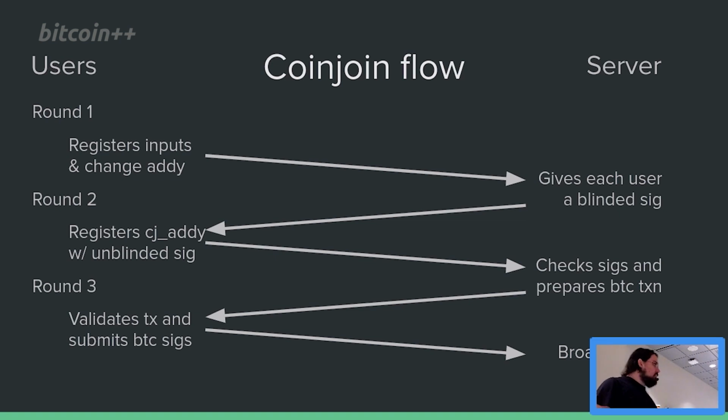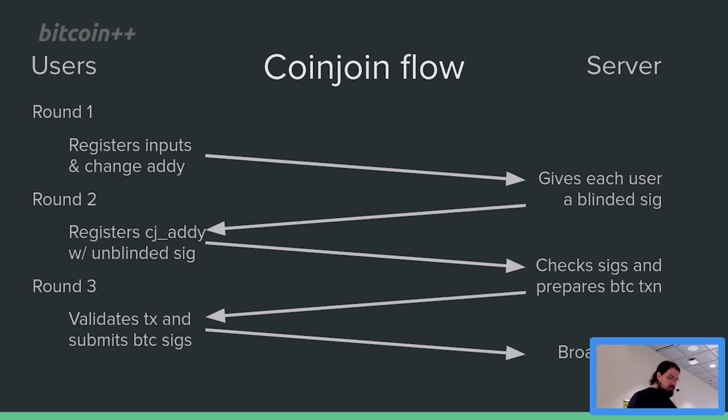And the change address is toxic here, but that's fine. It's already toxic in a normal coin join. So the server can actually see exactly which change output everyone's getting, but that's fine. Everyone on the blockchain can see what change address goes with which inputs. Once the server has the inputs, he gives them something called a blinded signature.